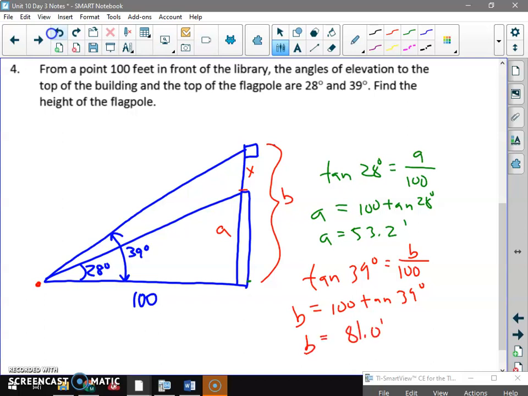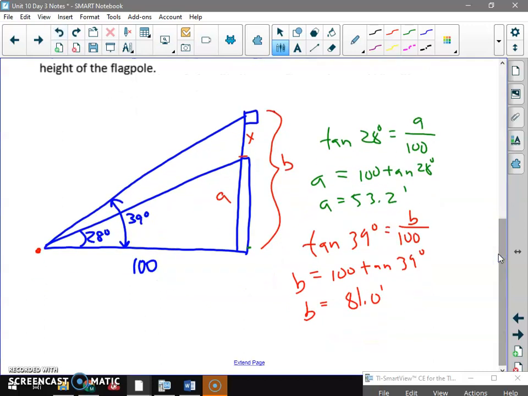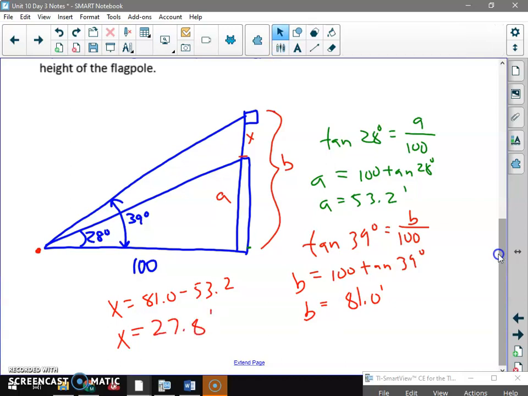81.0 feet. And how do I find X? X is just the difference of 81 minus 53.2. So the flagpole by itself is 27.8 feet. We had to take that indirect approach because it wouldn't be a right triangle otherwise. All right, let's keep moving.